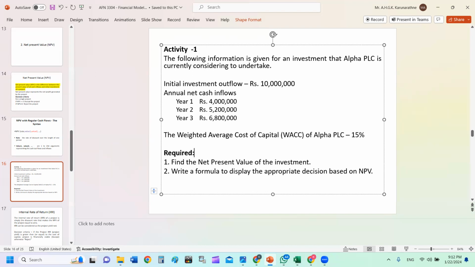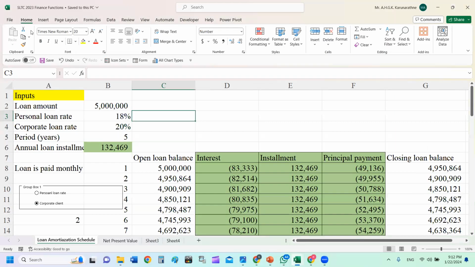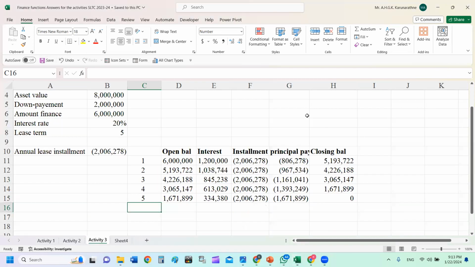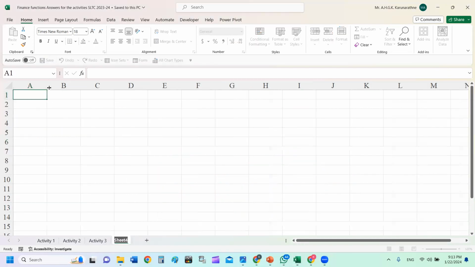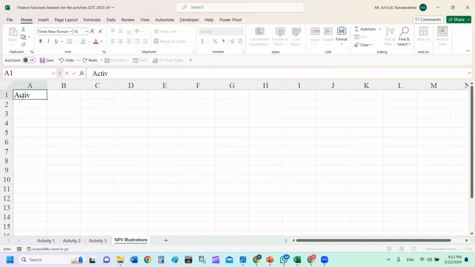Okay, take these figures to our calculation worksheet here. Let me close this unnecessary one. I'll rename this sheet as NPV. All the NPV calculations appear in this particular sheet. NPV illustration, Activity 1.